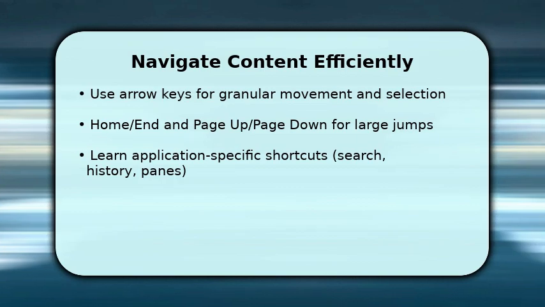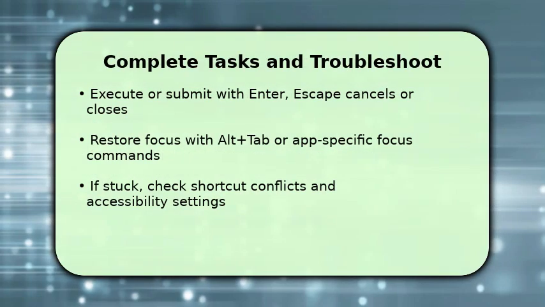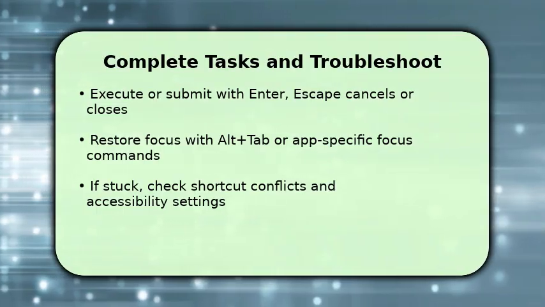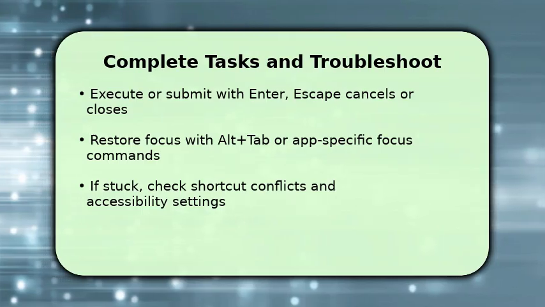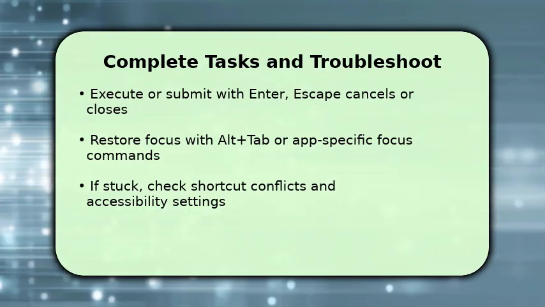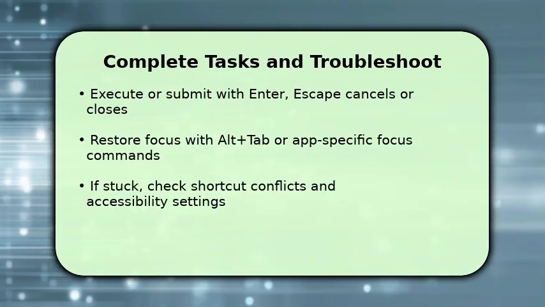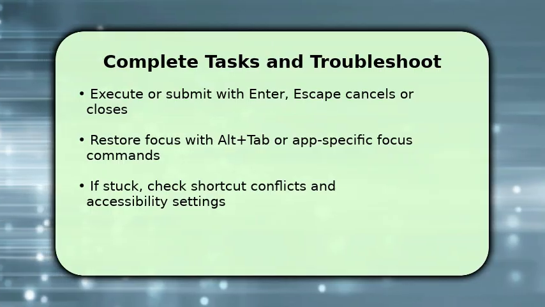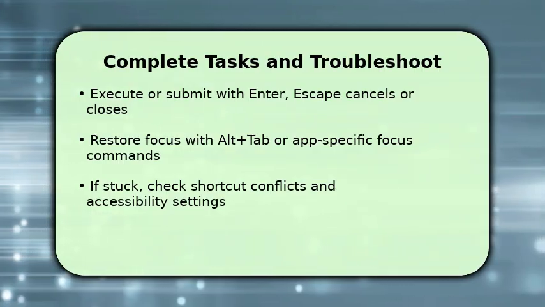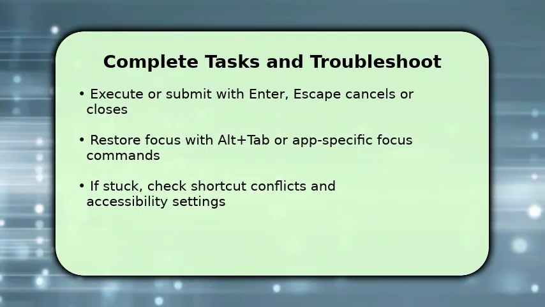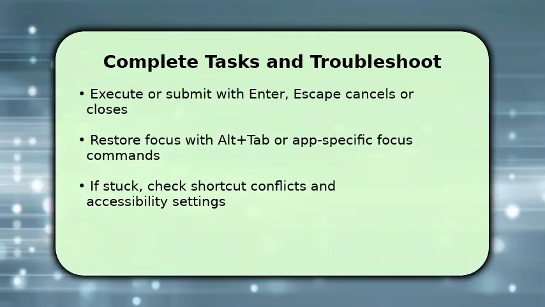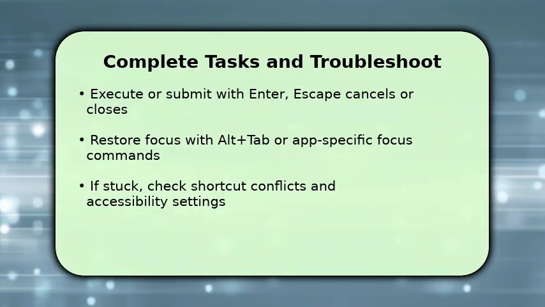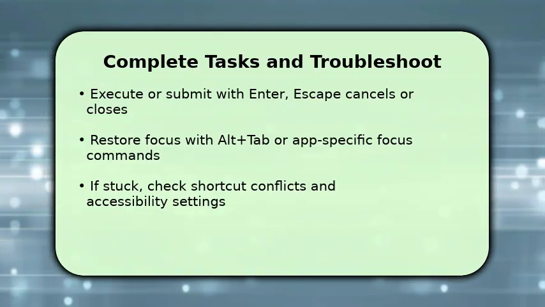You finish actions with Enter to activate controls and Escape to cancel or close overlays. Use Space to toggle checkboxes. Once done, restore or change focus using Alt plus Tab to switch apps or a dedicated focus command inside the app. If keys don't respond, make sure shortcuts aren't remapped, check accessibility or keyboard settings, and reboot if necessary. One quick troubleshooting tip: press Shift plus F10 or the context key to open menus when right-click doesn't work, then use arrow.